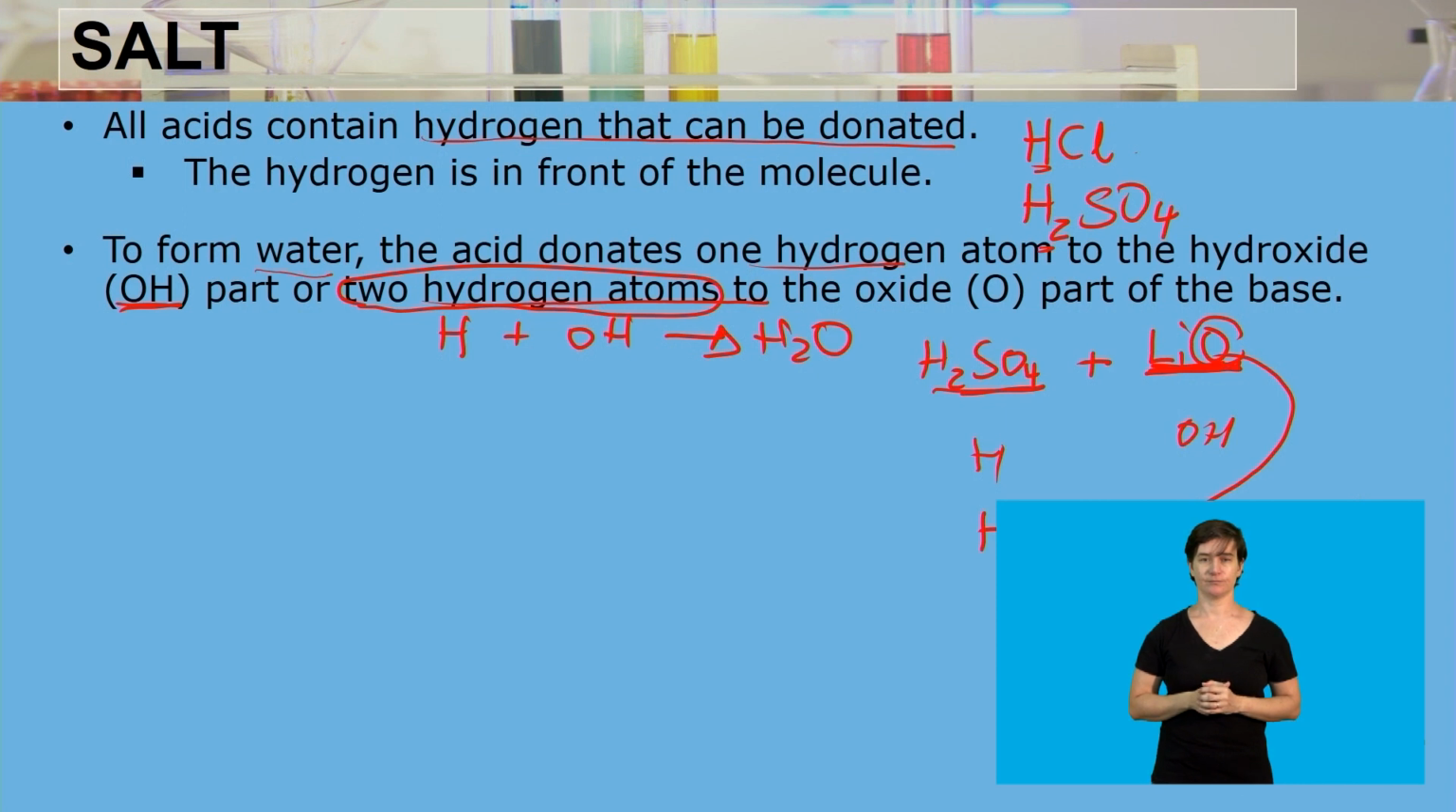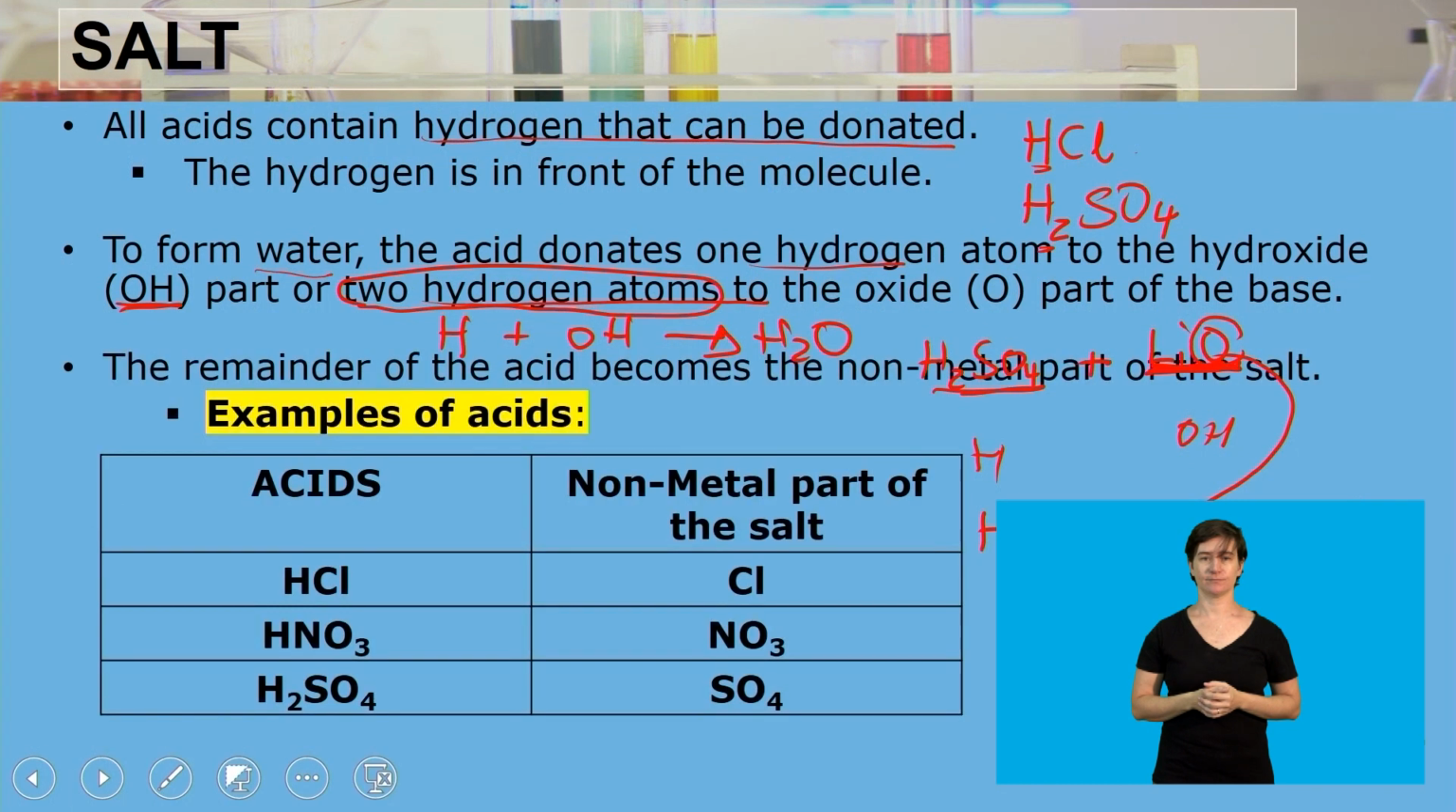So depending on what the acid is reacting with, it can either donate one hydrogen if it's reacting with a metal hydroxide, or it can donate two hydrogens if it's reacting with a metal oxide, because in that particular case there is no hydroxide to be donated.